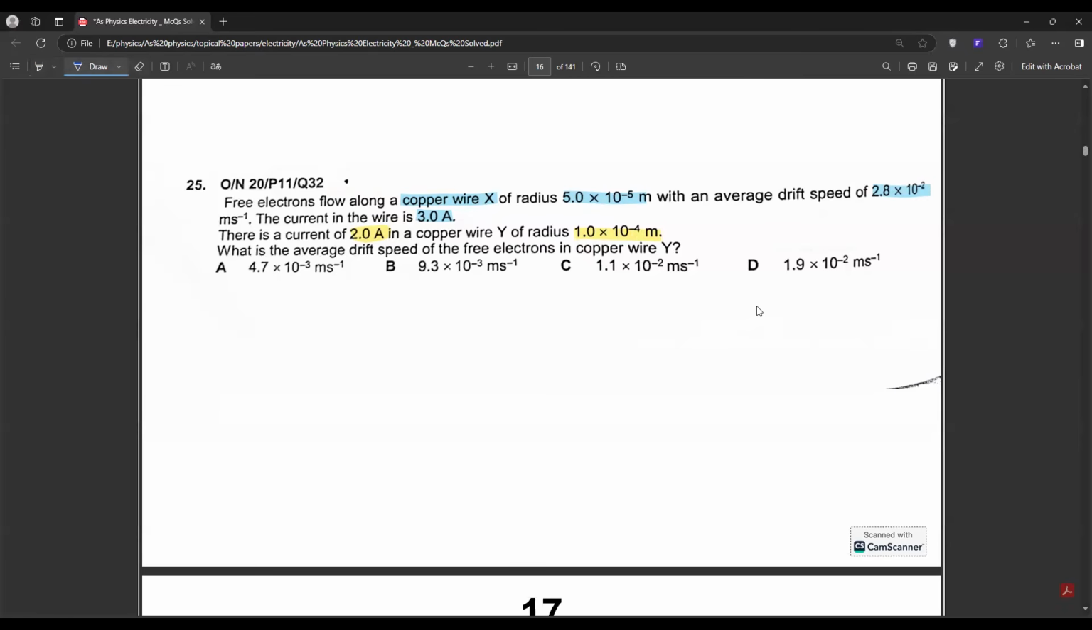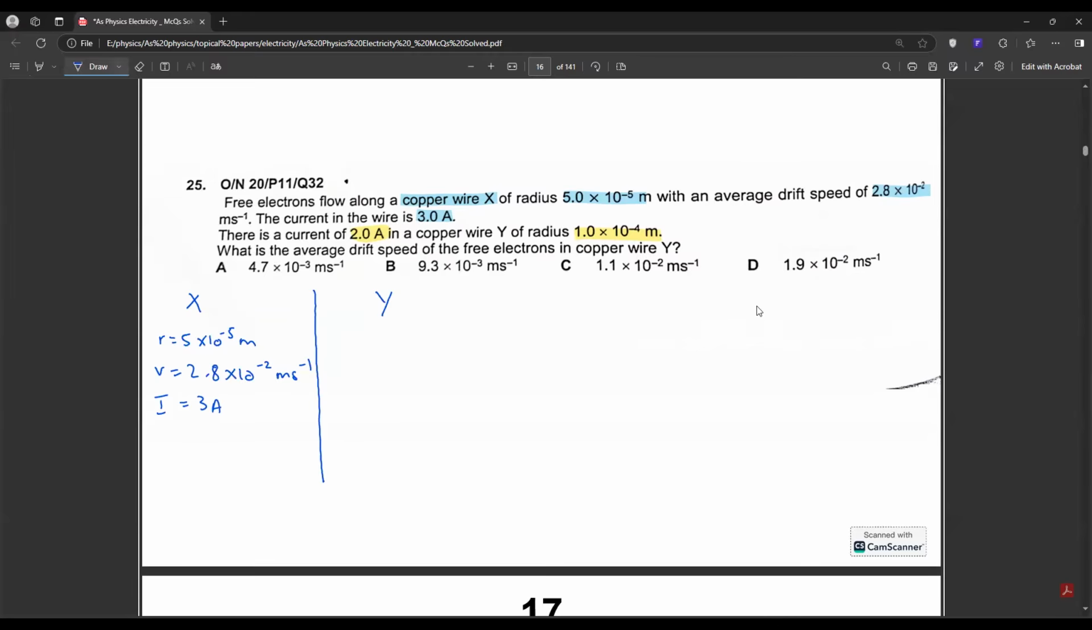First and foremost thing, what have I always told you? Whenever there are too many variables or too many numeric things given in the examination, it is better to form columns. Your wire X has a radius of 5 into 10 raised to the power of minus 5 meters. Average drift speed of 2.8 into 10 raised to the power of minus 2 m s minus 1. The current is 3 amperes.